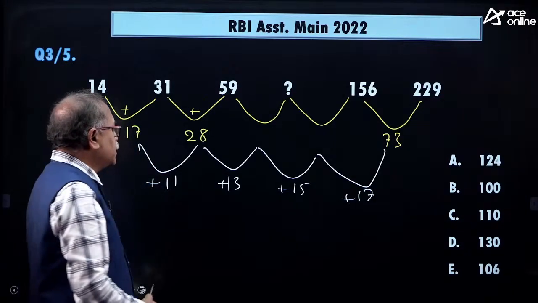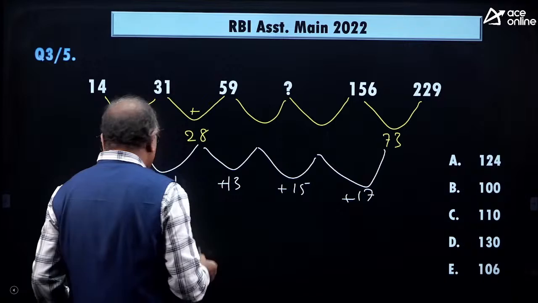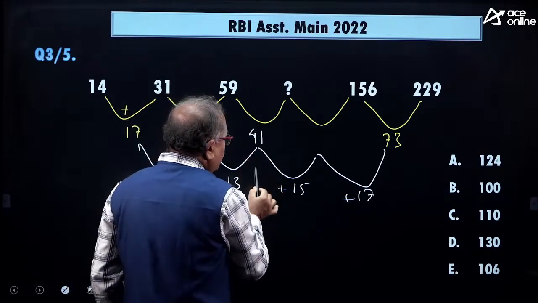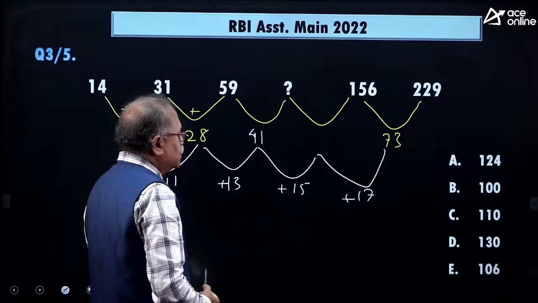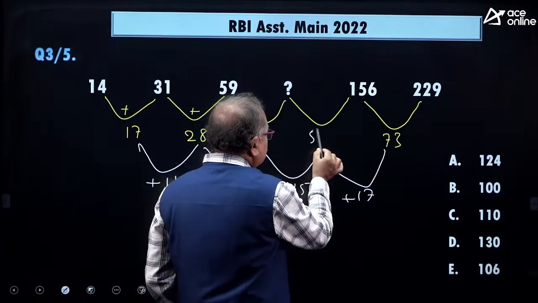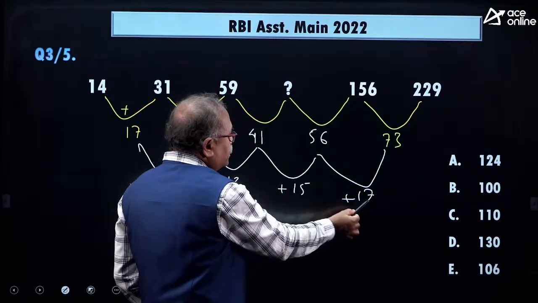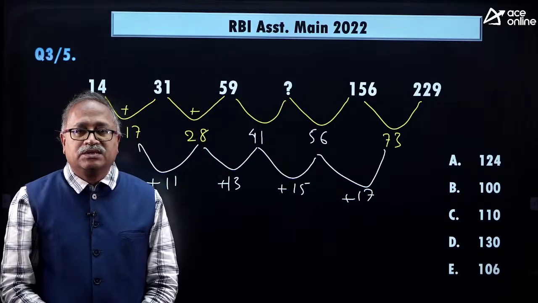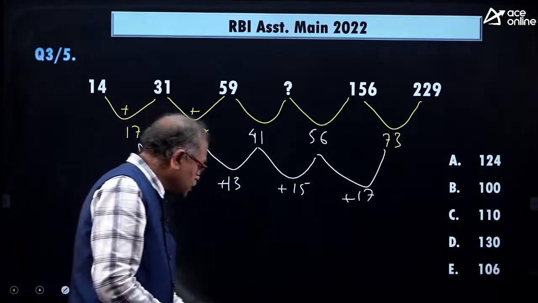Okay, check this one, what happens here. Here I get 30, 41 over here, 41 and 15, that is 56 over here, and 56 plus 17, I notice that 73, it matches. So, we got the answer.